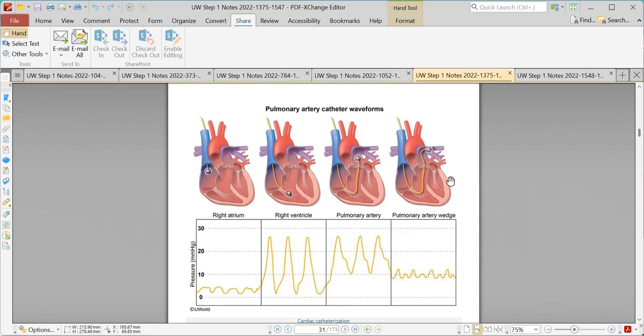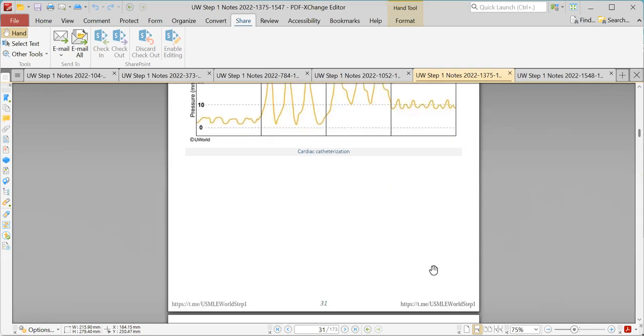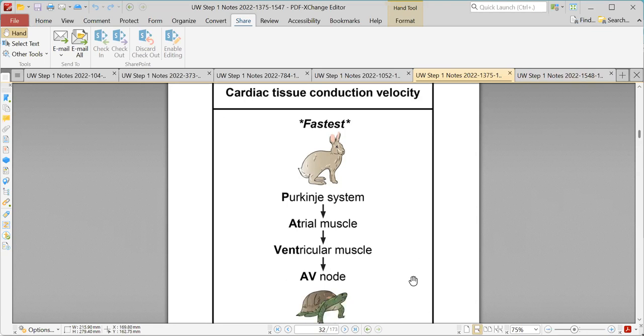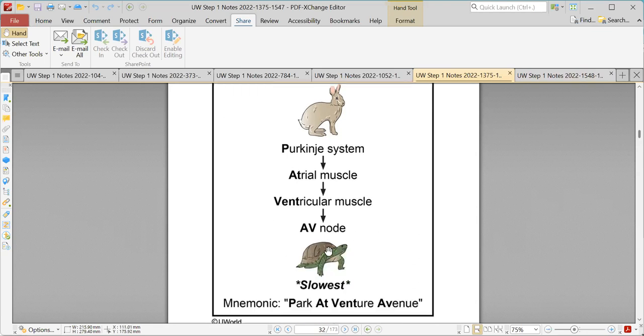Pulmonary artery catheters pass from the right atrium like this into the ventricle and pulmonary artery. Then the Purkinje fibers, atrial, then ventricular. It is the fastest, then the atrial muscle, then the ventricular muscle, and then the AV node is the slowest. SA node and AV node are the slowest. So it is super fast from there.